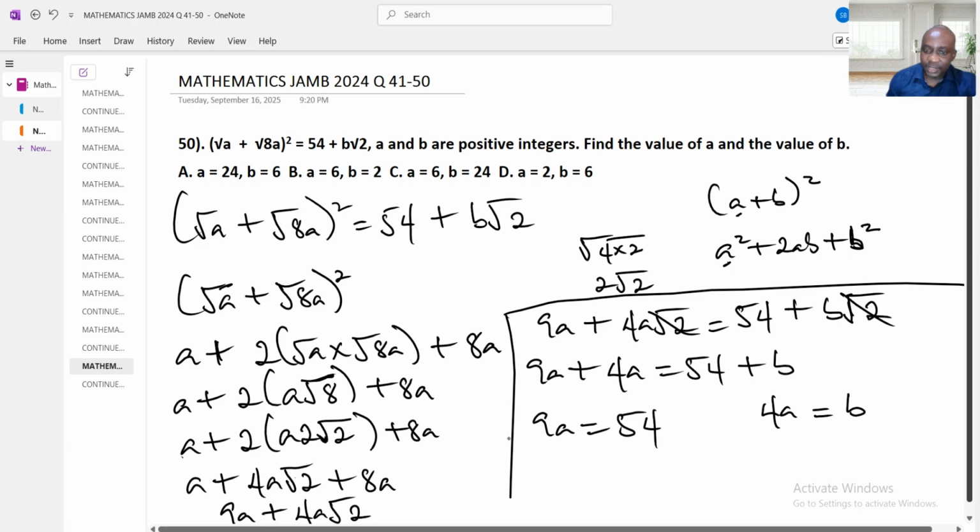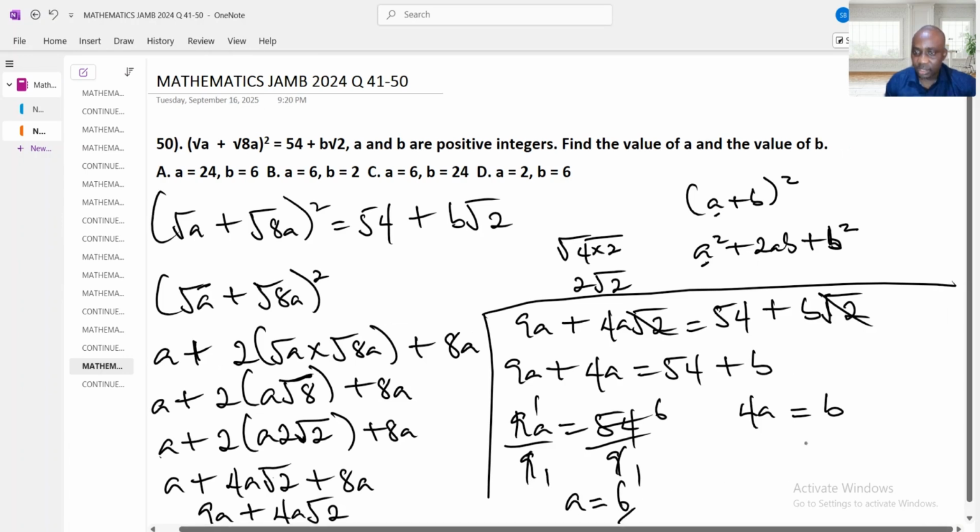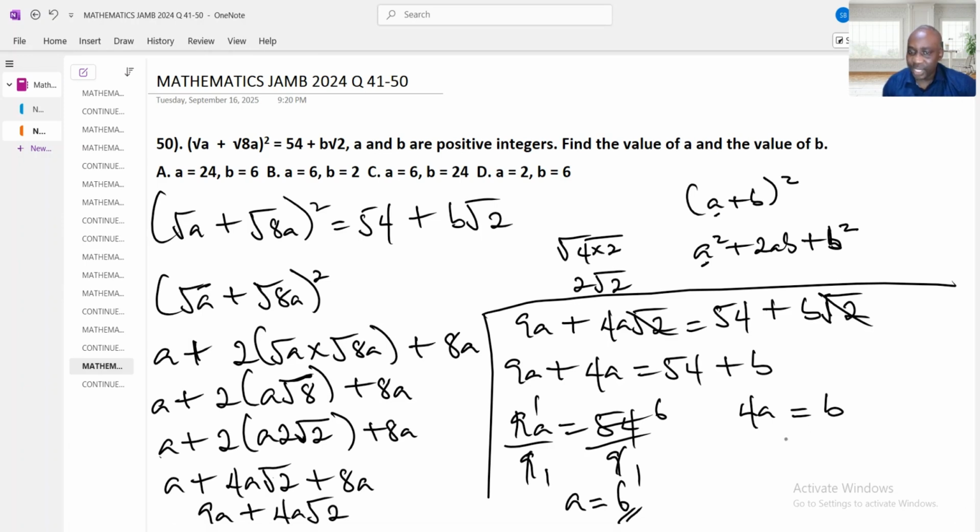Now let me first solve for A. Divide both sides by the coefficient of A, which is 9. Here 1, here 1. How many 9s can we see in 54? 54 divided by 9 gives me 6. So my A is 6. Next we substitute for B. Once we have A equals 6, 4 times 6 equals B. 4 times 6 gives me 24.